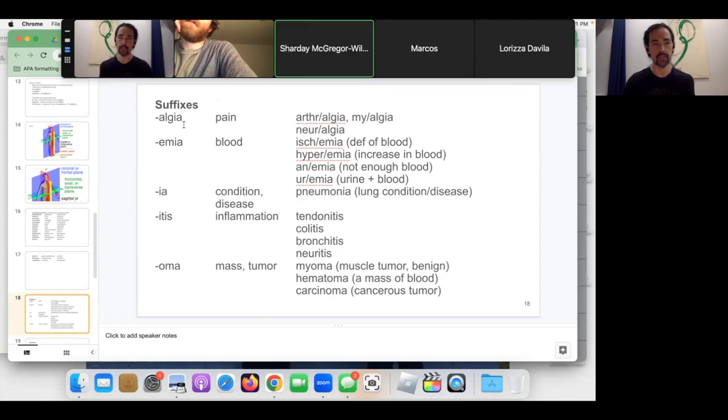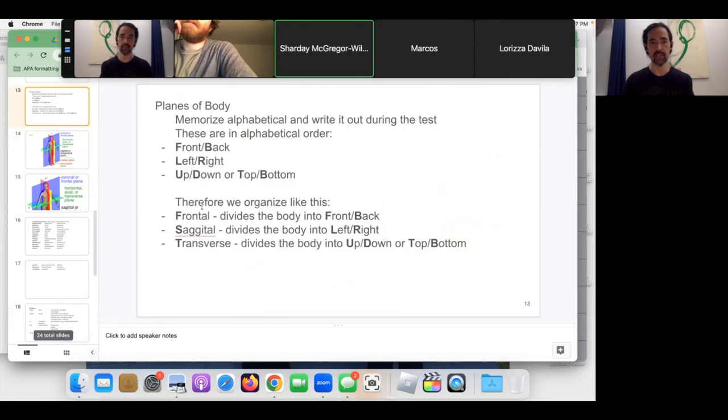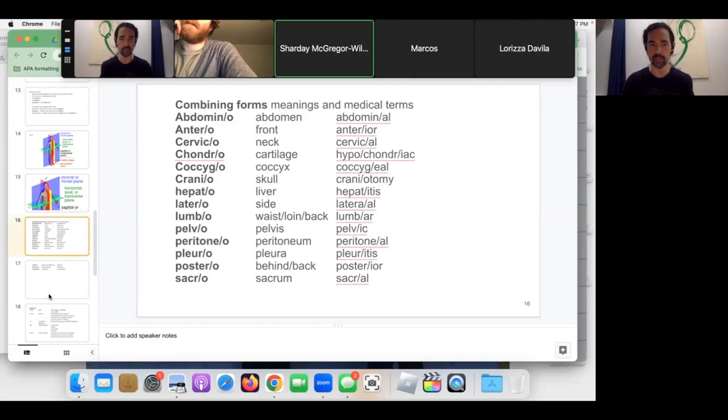Okay, so we just did a bunch of combining words. We did some roots and prefixes pertaining to muscle anatomy. We got organized with the different planes of the body, which is less word breakdown and more just words that you have to know, but it's in the realm of medical terminology.